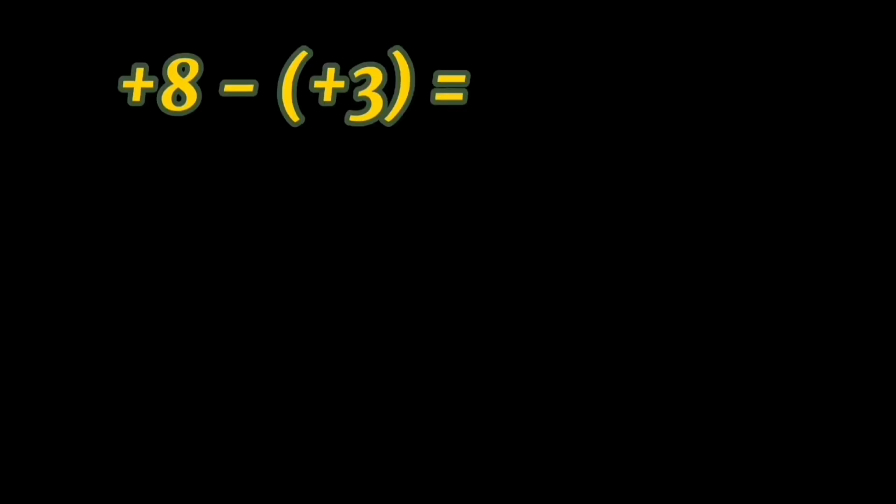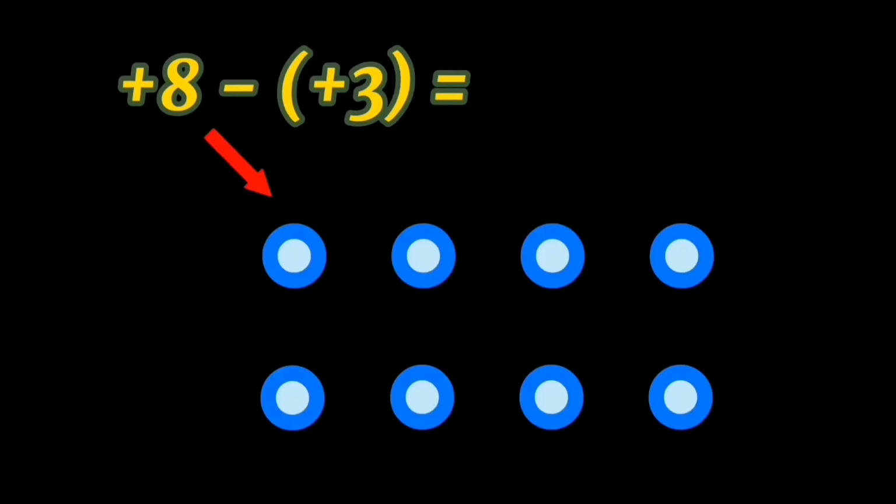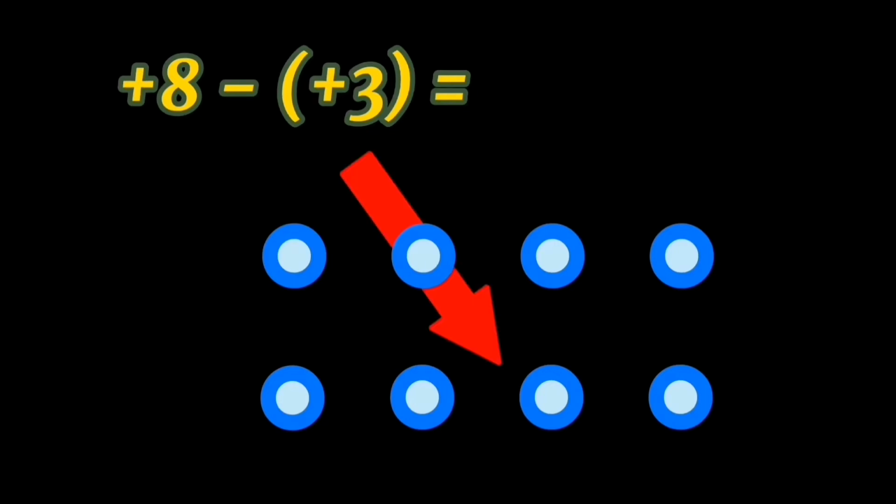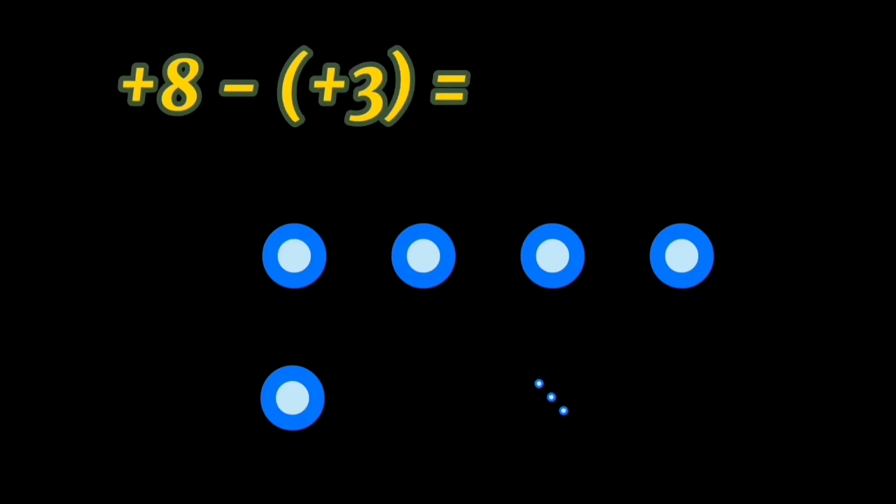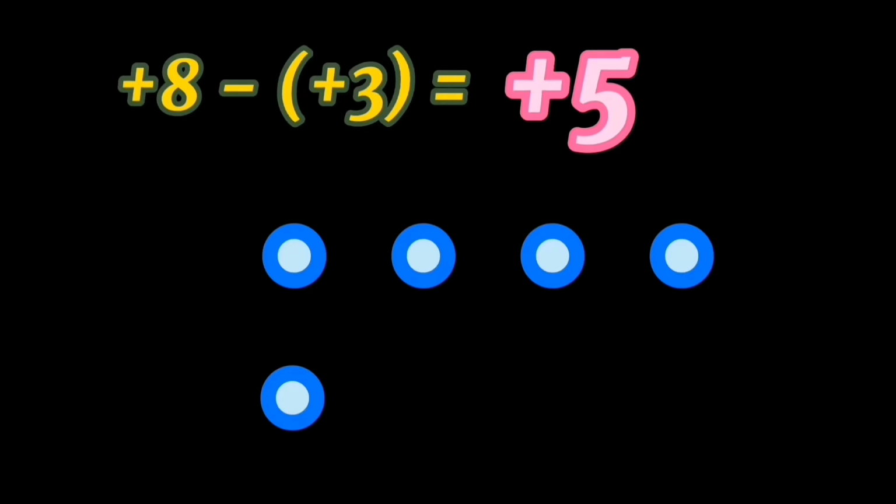Say we have positive 8 minus positive 3. For positive 8, we will have 8 blue circles and then we have minus positive 3, which means we have to take away 3 blue circles from the 8 blue circles. What is left for us are 5 blue circles, and these 5 blue circles represent the difference or the answer. Hence, positive 8 minus positive 3 equals positive 5. Pretty much our elementary way of subtraction, that is 8 minus 3 equals 5. We just put in the plus signs to emphasize their being positive.